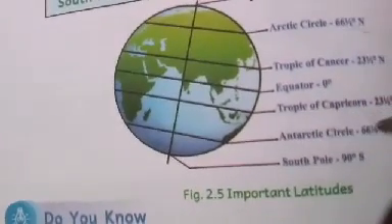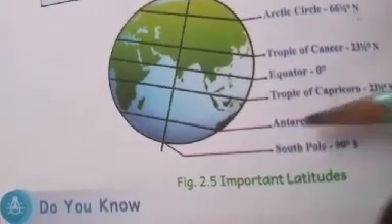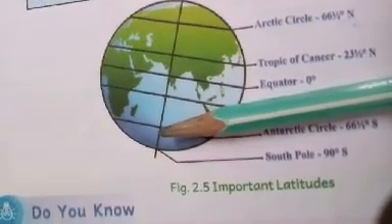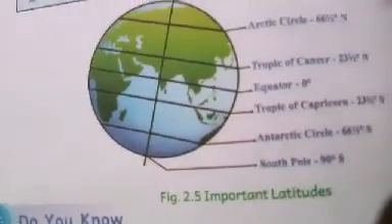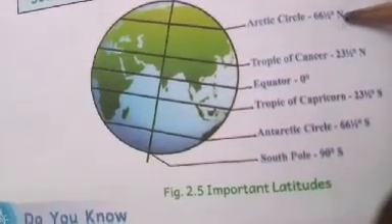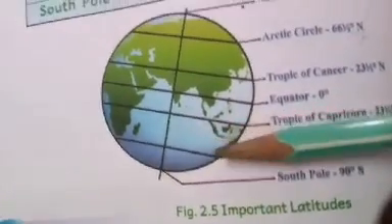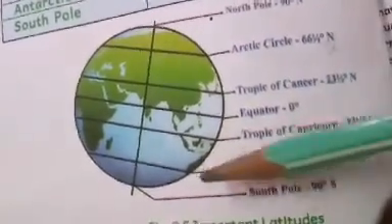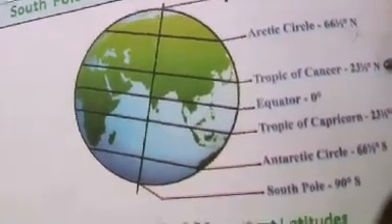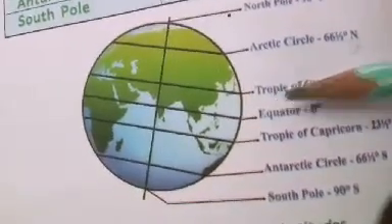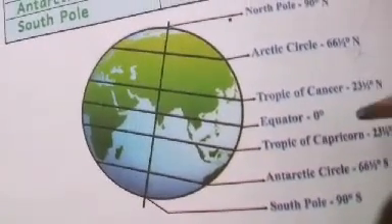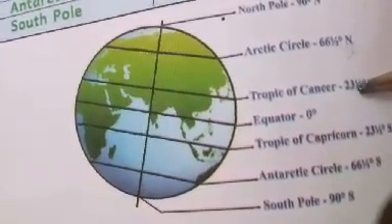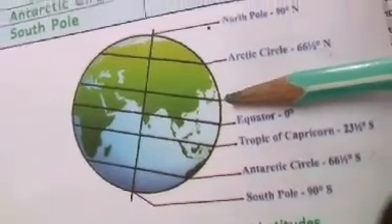It is called the Antarctic Circle. Antarctic Circle is also 66.5 degree south latitude. Arctic Circle is 66.5 degree north latitude, and Antarctic Circle is 66.5 degrees south latitude. Next important latitude is called the Tropic of Cancer. Tropic of Cancer is the latitude of 23.5 degree north. This is called the Tropic of Cancer.